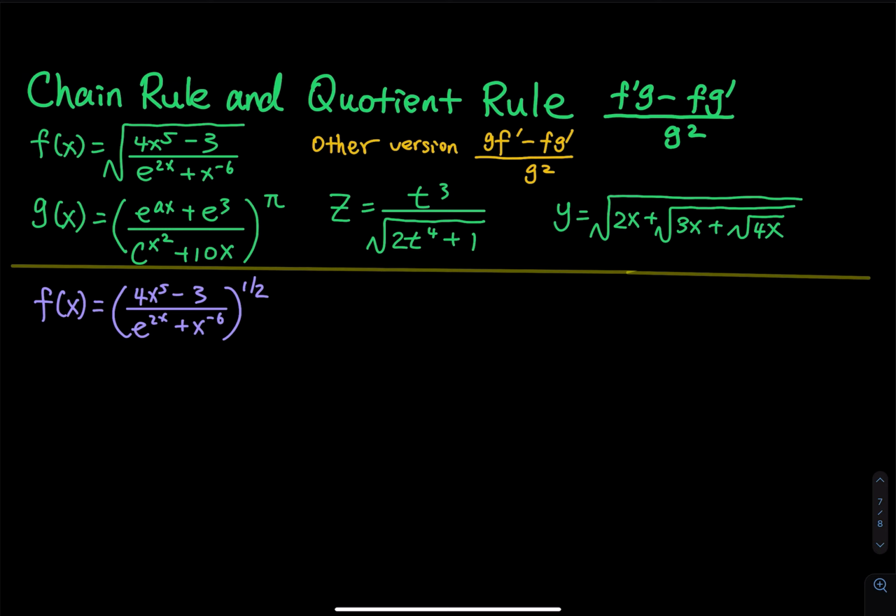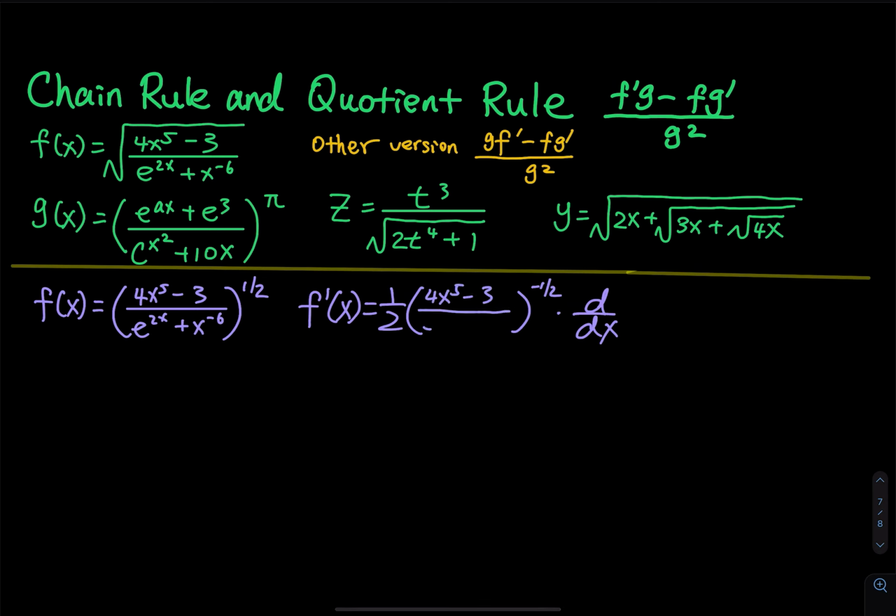The first problem, we have the square root of 4x to the 5th minus 3 divided by e to the 2x plus x to the negative 6, raise the whole thing to the 1/2 power. So we have f prime of x. Bring the 1/2 down, and then 1/2 minus 1 is negative 1/2, and then we take the derivative of the fraction inside the parentheses. So the fraction is 4x to the 5th minus 3 divided by e to the 2x plus x to the negative 6, and then we take the derivative of that.